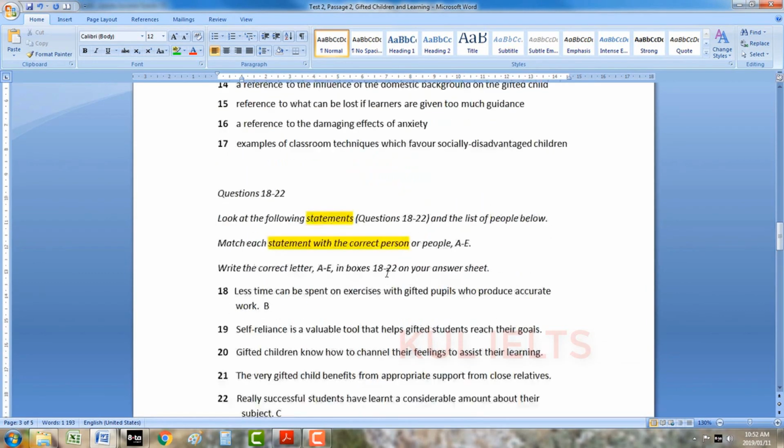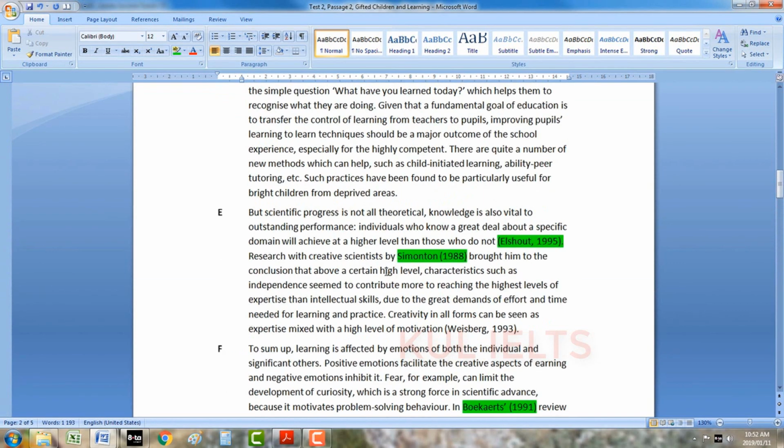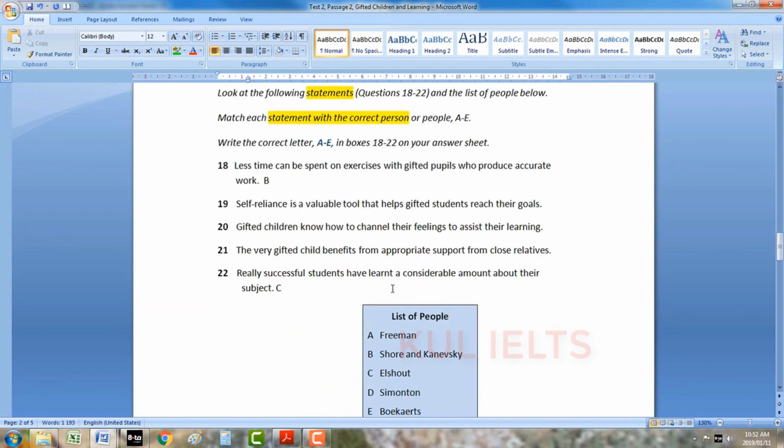Right, what does Simonton say? Again, just do one sentence. Brought him to the conclusion that. So there's your "that." You don't need anything before. You just start looking over here. But actually, it's a long sentence. Okay, let's look at it. Above a certain high level, characteristics such as independence contribute to reaching higher levels than intellectual skills. Contribute more. So independence, more important than intellectual skills because of effort and time. Independence, more important than intellectual skills.